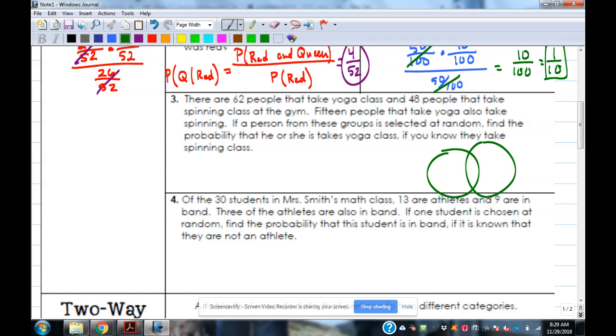So, if there are 15 people that take both, where's that go in a Venn diagram? In the middle. So there's 15 there. That 15 is in both circles, right? So let's say this circle's yoga and this circle's spinning. All right. So 48 people take the spinning class. So if there's 15 that take both, if there's 62 that take yoga, how many are left that only take yoga?